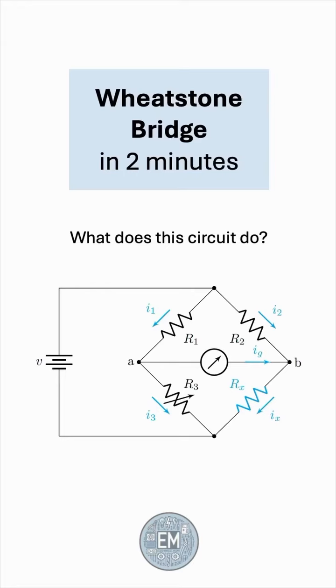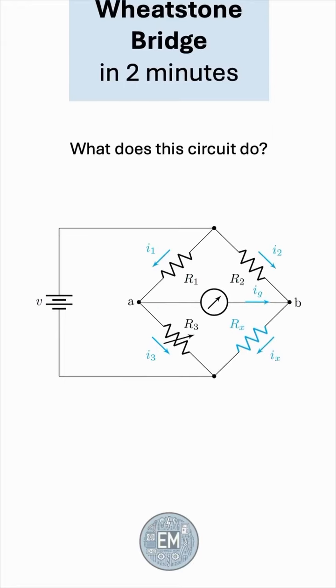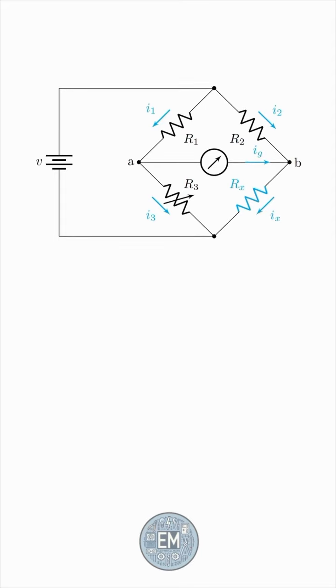Wheatstone bridge explained in 2 minutes. The Wheatstone bridge is used in a number of applications, but perhaps the most famous one is resistance measurement. We have 4 resistors connected as shown.